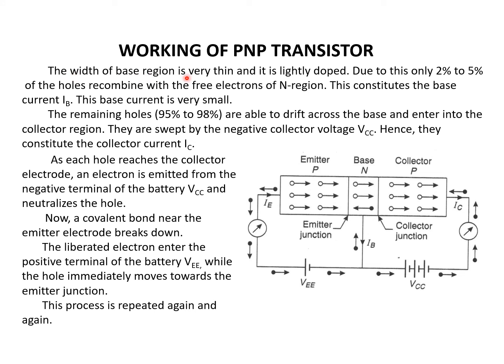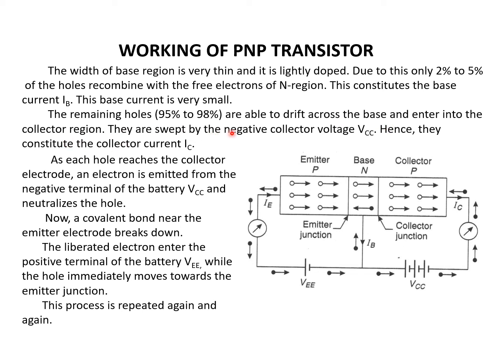Now the width of base region is very thin and it is lightly doped as usual. Due to this, only 2% to 5% of holes recombine with the free electrons in the N region. This constitutes the base current IB, and this base current is very small as we discussed in NPN transistor. The remaining holes, 95% to 98%, are able to drift across the base and enter into the collector region.